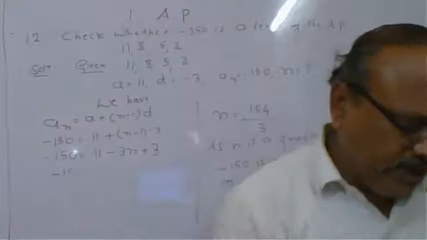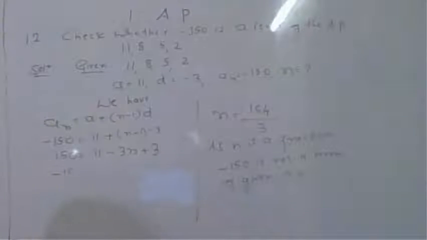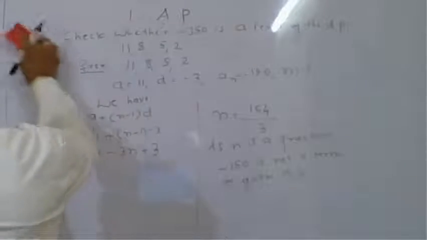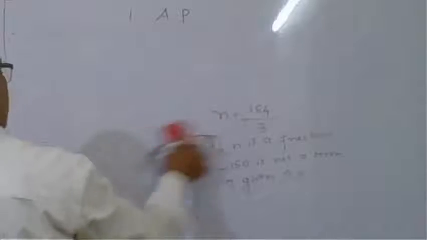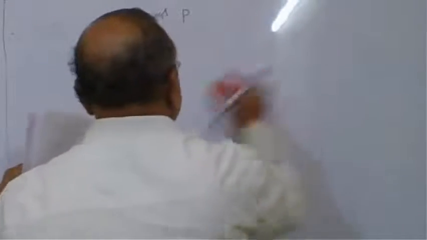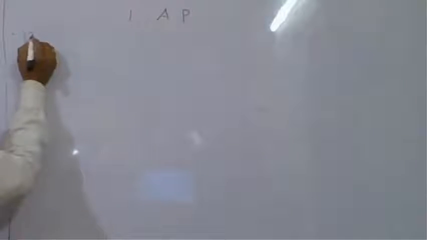Find the 31st term of an AP. I think this should be the one. An AP consists of 50 terms. Take the problem.